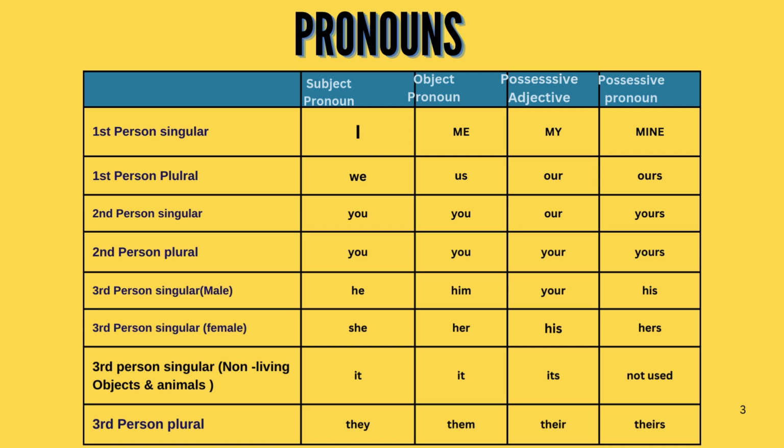Always remember one thing: the subject is the one doing the action and the object is the one receiving the action. Possessive adjectives and possessive pronouns show possession or ownership.